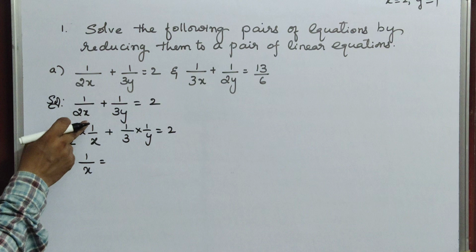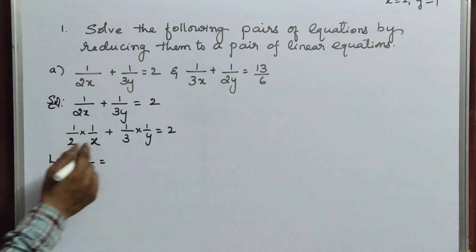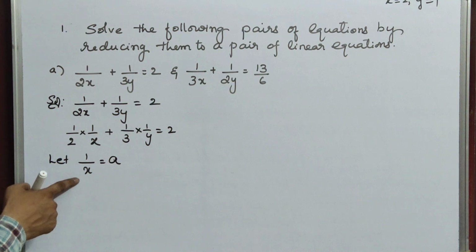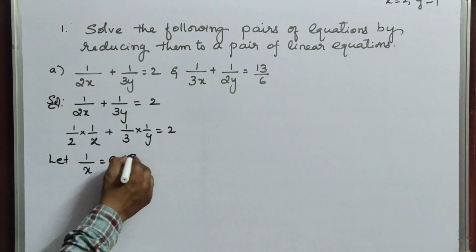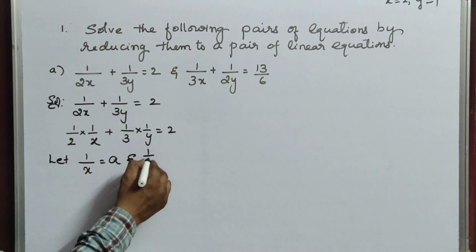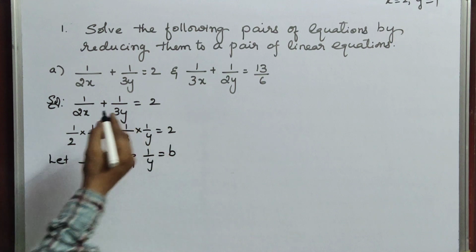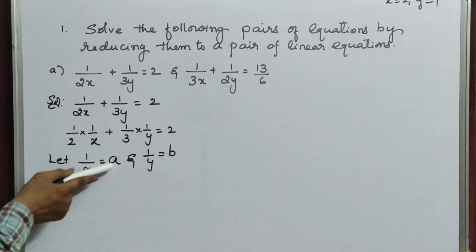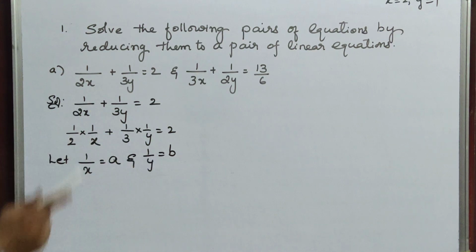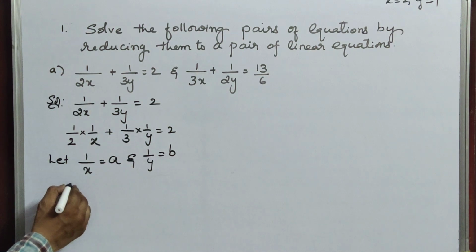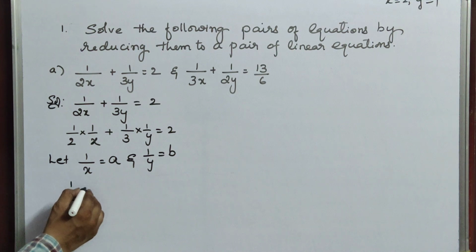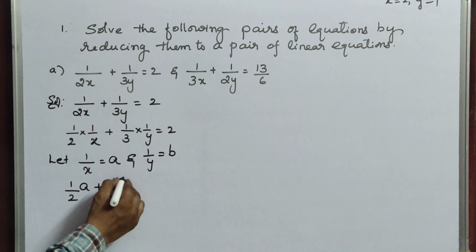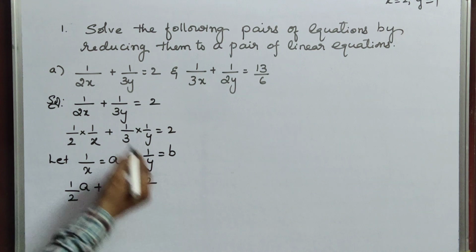So whatever the given fraction 1 by x, we just consider as a small a. So 1 by x equals a and 1 by y equals b. Now how will you write this equation? 1 by 2a plus 1 by 3b equals 2.